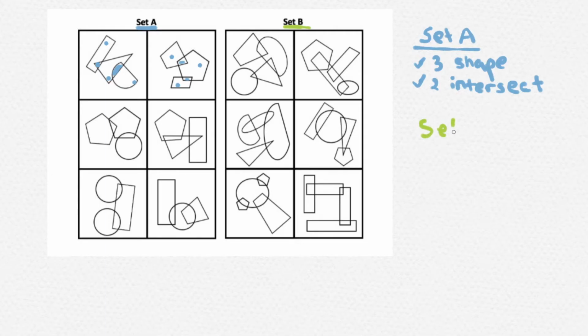Now, try figuring out the rule for set B yourself. So, since we know that it has something to do with shapes and intersections, let's count the number of shapes. 1, 2, 3, and 4. So, it has 4 shapes. Now, let's count the number of intersections. 1, 2, and 3. So, in set B, there are 3 intersections. Now, let's confirm this rule by testing it on another square of the same set.